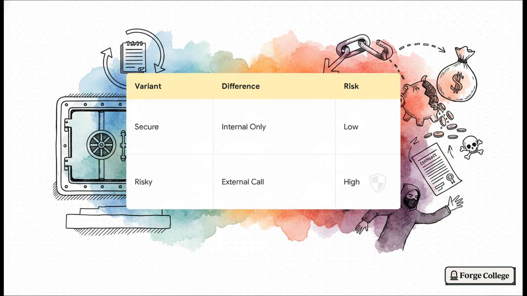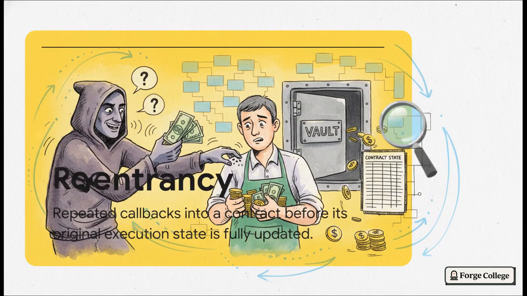But in the risky variant, the contract accepts a deposit and then immediately forwards that Ether to a separate treasury before ever updating the user's balance. That single external call creates a massively high vulnerability in our schematic. And that external call opens the door to something called reentrancy.